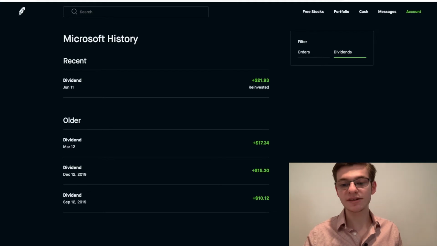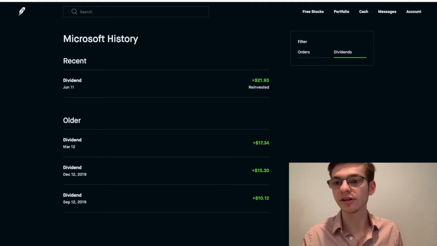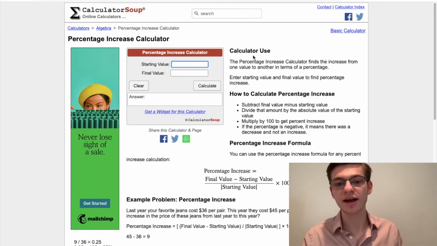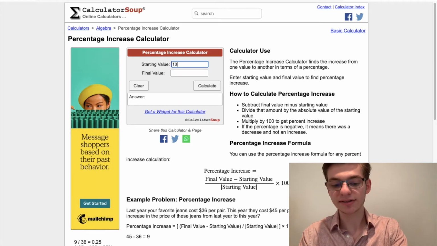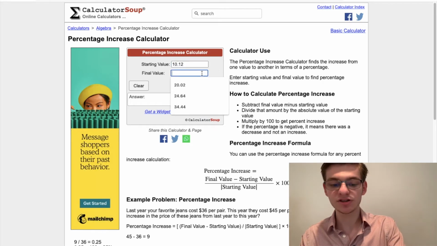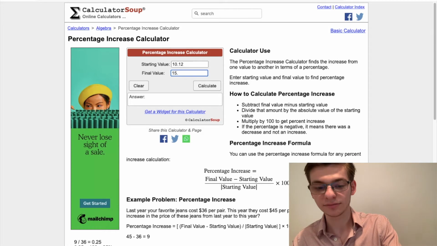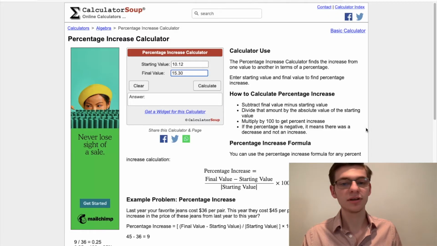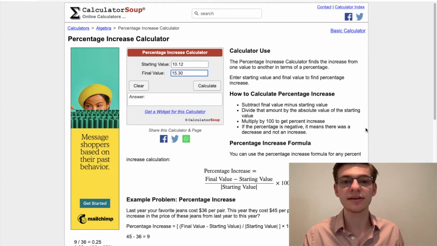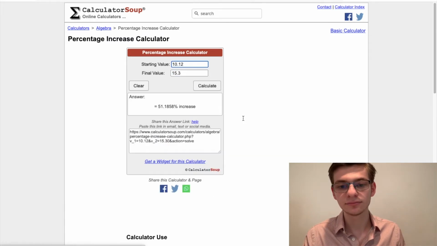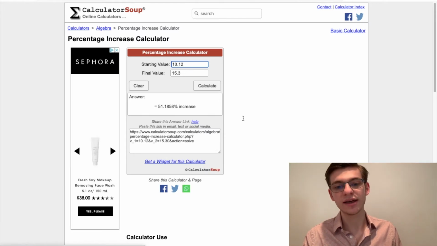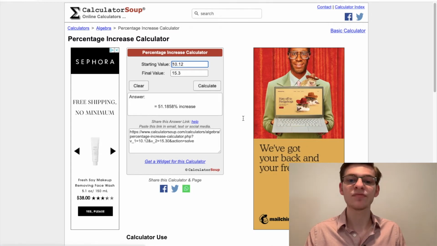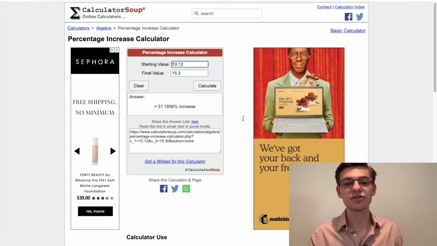So we're going to start with 10.12, which went to 15.30. So here's my percentage increase calculator. We started at 10.12 for the first dividend, and then it jumped to 15.30. You can see 15.30, 10.12, not very good at math, but we have this handy dandy calculator, and let's calculate it. That ends up being a 51.1858% increase from the first dividend all the way to just the second dividend.